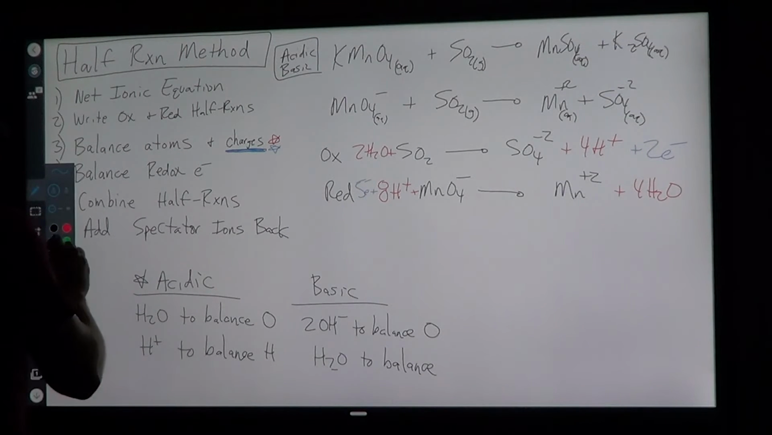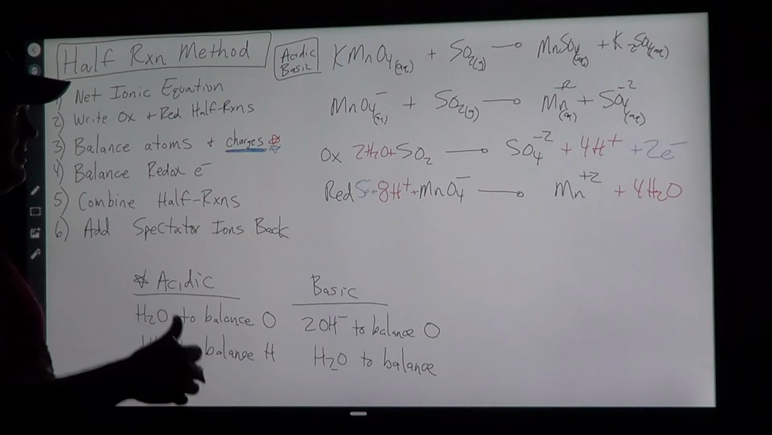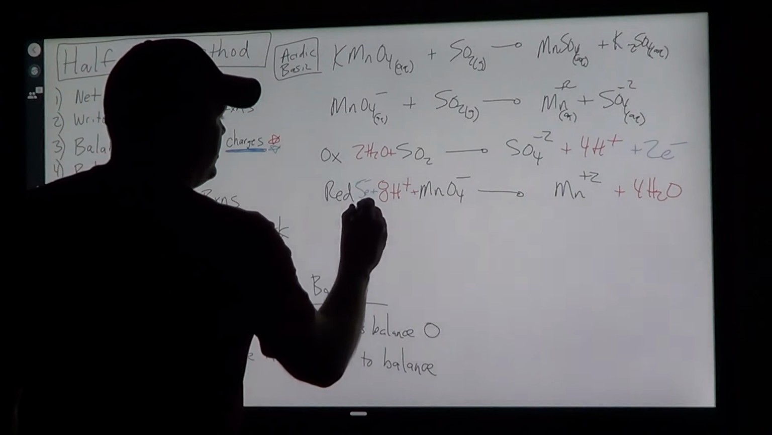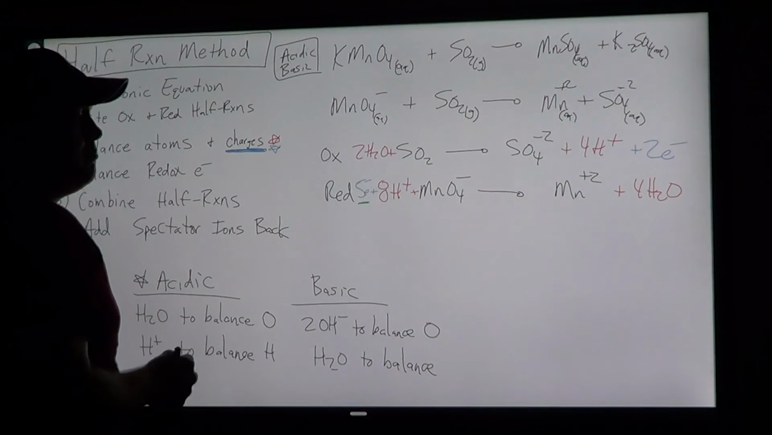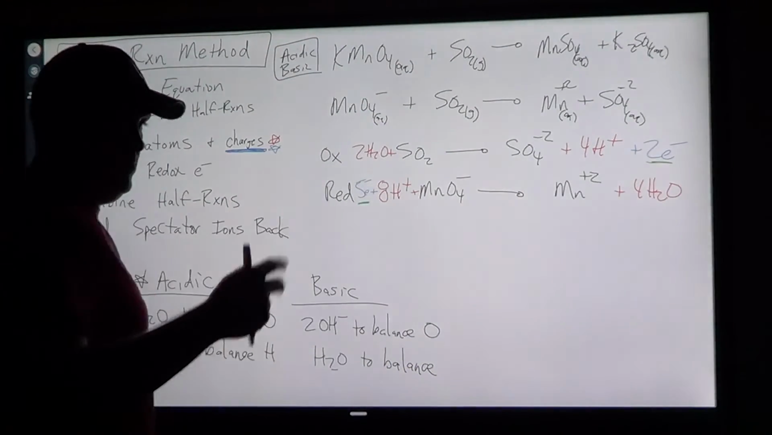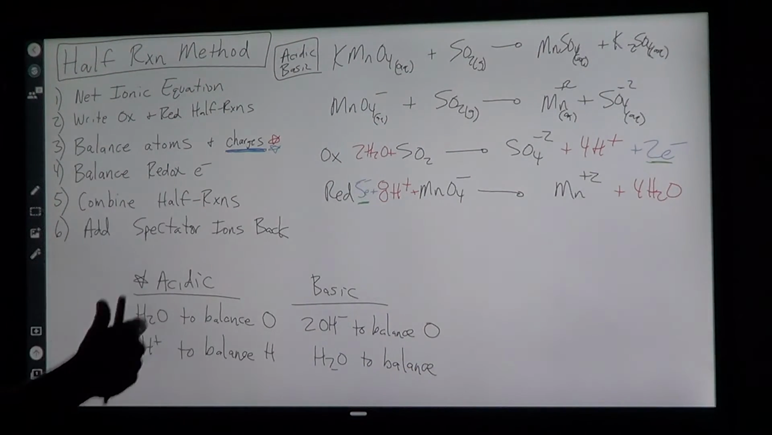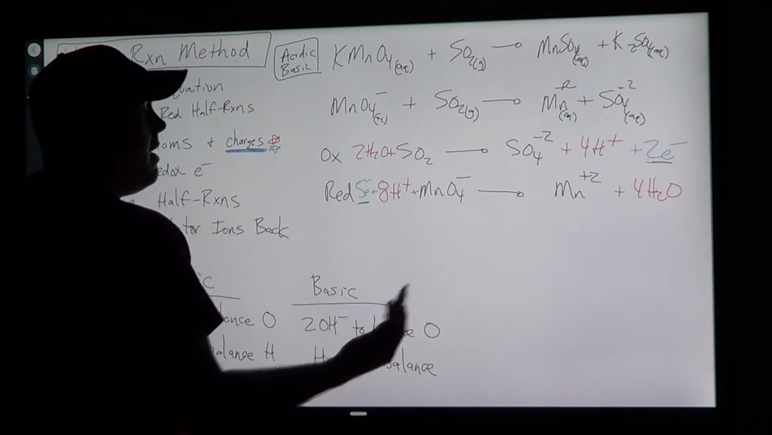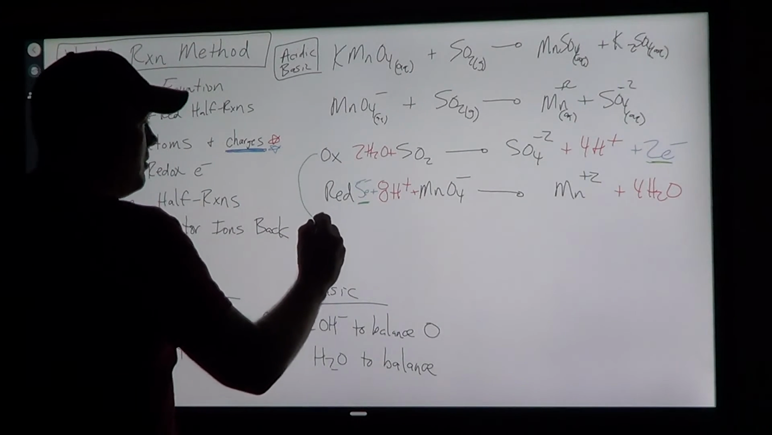The next step, which is very similar to the oxidation number change method: we have one reaction trying to bring in 5 electrons, the other equation trying to release 2. Those don't match. So what you have to do is get to a common denominator, just like we've done all year long.